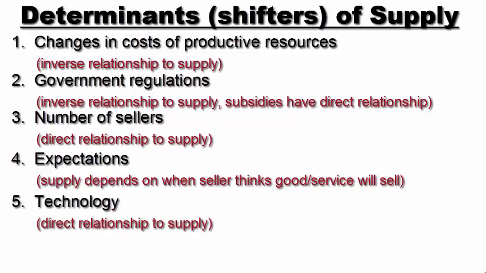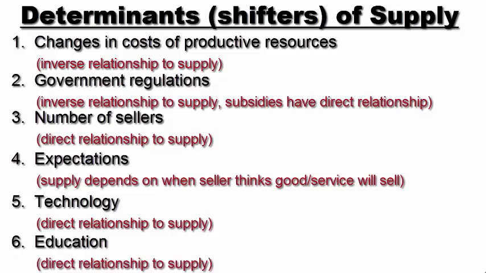Number 5, technology. Increases in technology typically lower the production price of an item, and as such, increase the profitability of that good or service and shift supply to the right. Number 6, education. Just as technology improves physical capital usage in the production process, education improves human capital and increases efficiency while typically reducing waste.